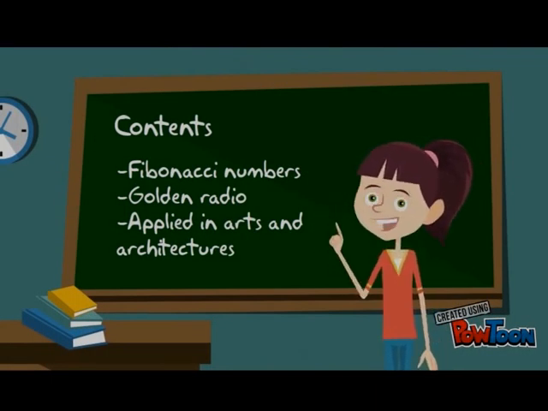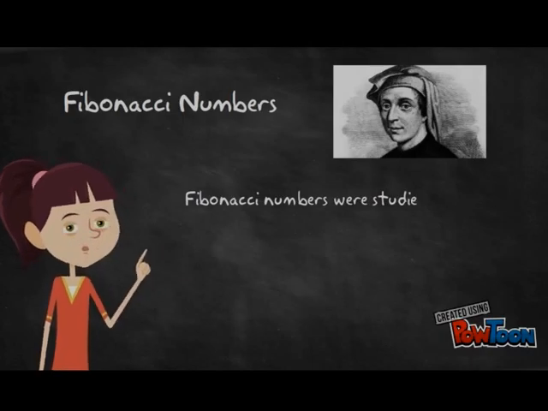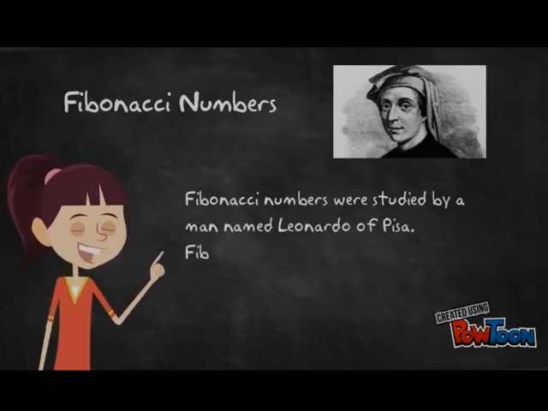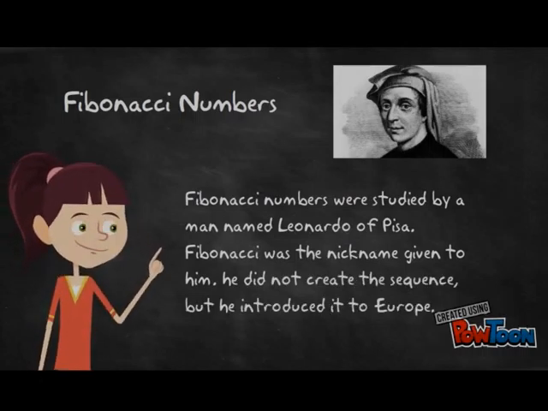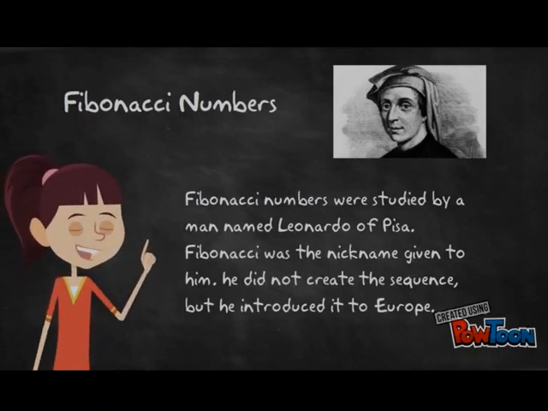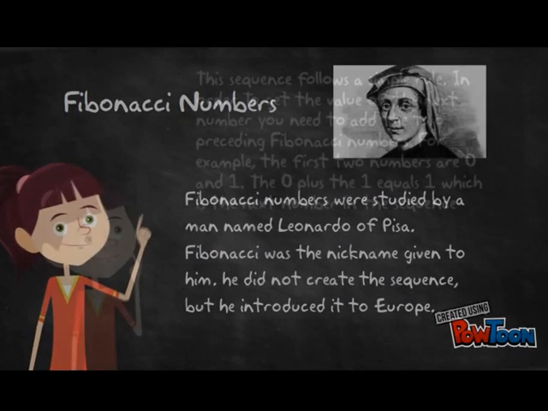In this animation movie, we will talk about the Fibonacci numbers and the golden ratio and how they apply in art and architecture. The term Fibonacci numbers refers to a sequence of numbers studied by a man named Leonardo of Pisa. Fibonacci was the nickname given to him. He did not create the sequence, but he introduced it to Europe.